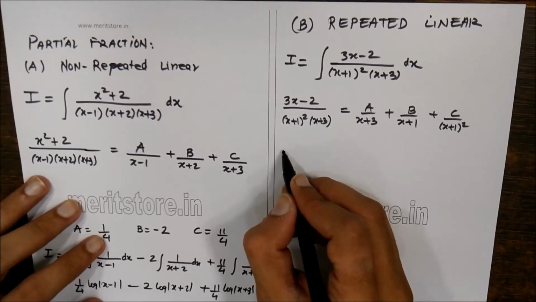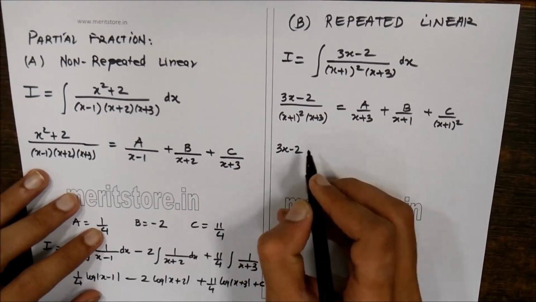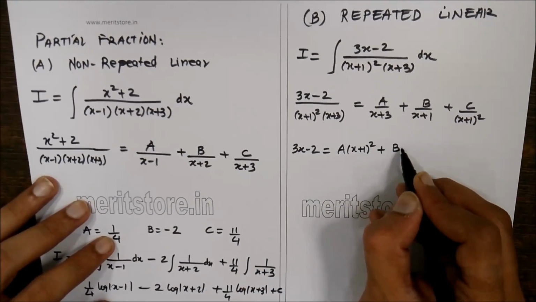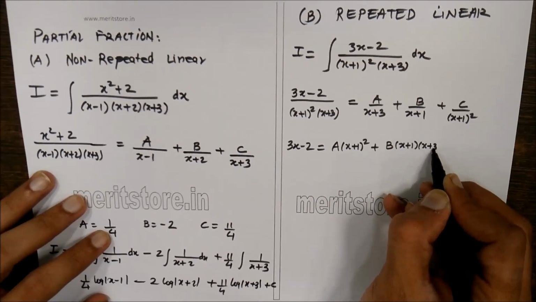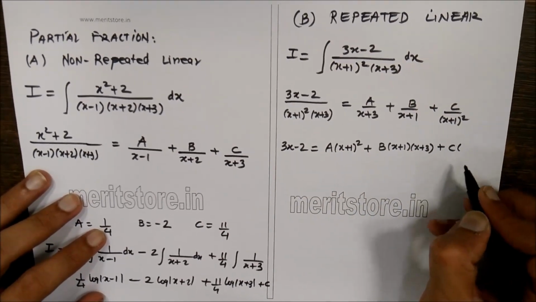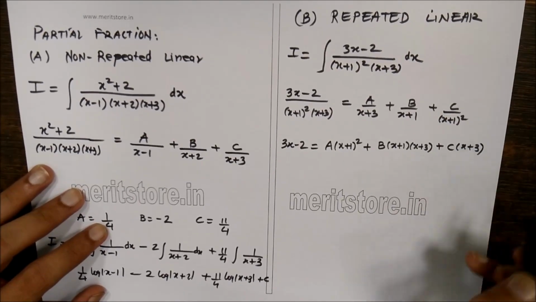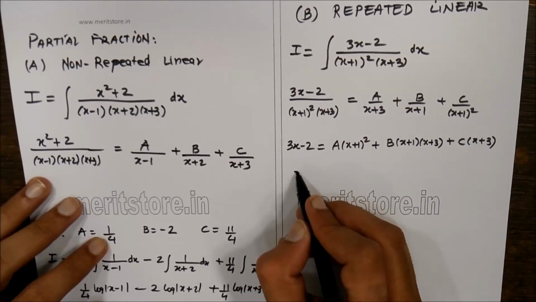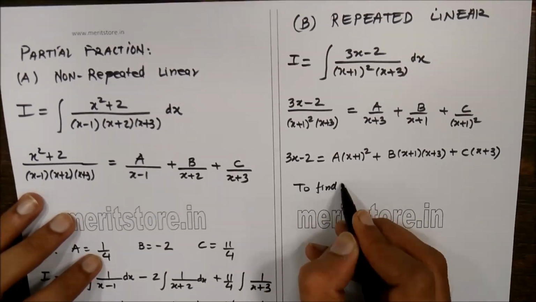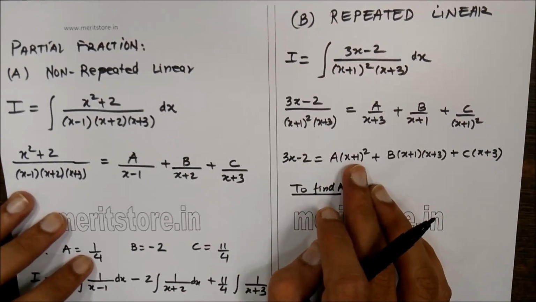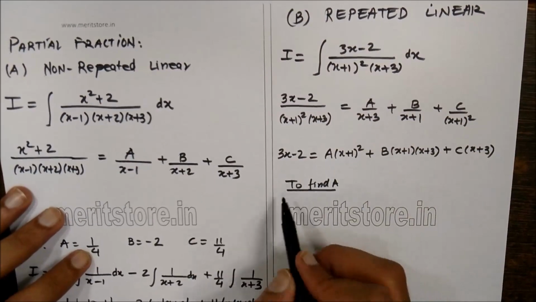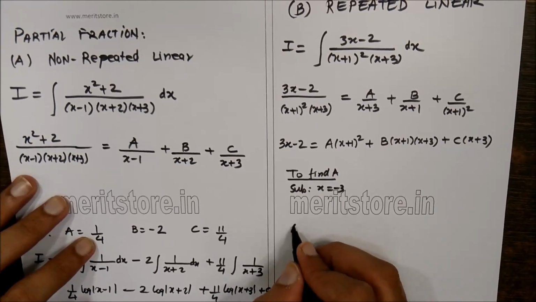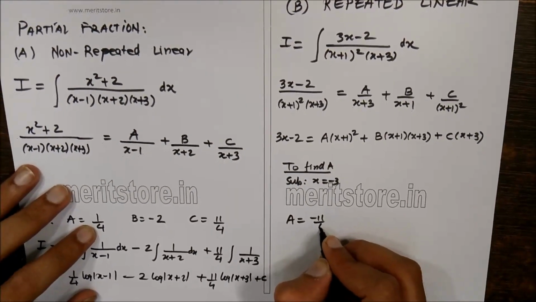On simplifying, we'll get 3x minus 2 equals a into x plus 1 the whole square plus b into x plus 1 into x plus 3 plus c into x plus 3. To find the values of a, b and c, we'll first get a. We observe in the a part, we do not have the term of x plus 3. We substitute x equals minus 3 and we get a equals minus 11 upon 4.